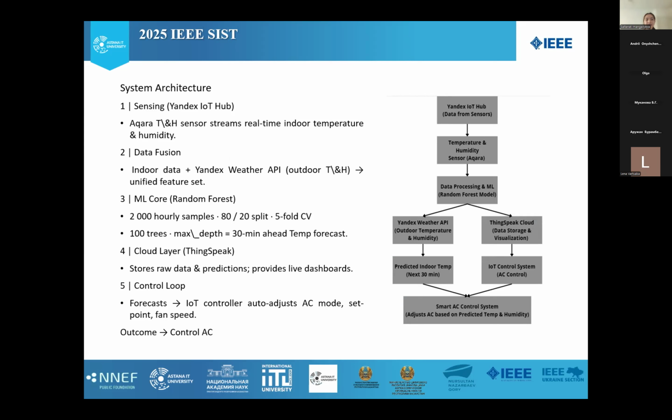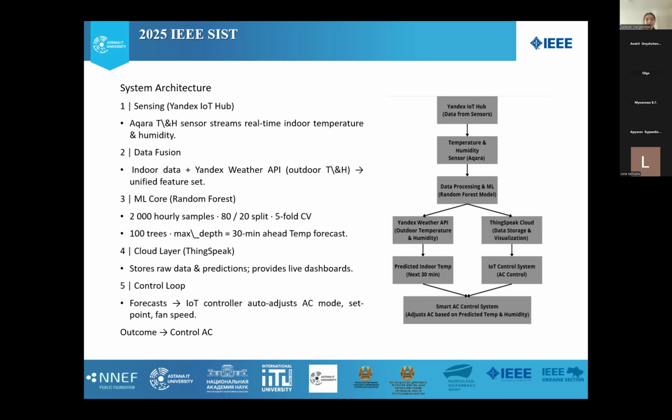So next one is data fusion. We enrich these readings with Yandex Weather outdoor data to build a unified feature set. The next one is ML Core. I choose random forest. I will say why later. So random forest with 5-fold cross-validation for rapidness.